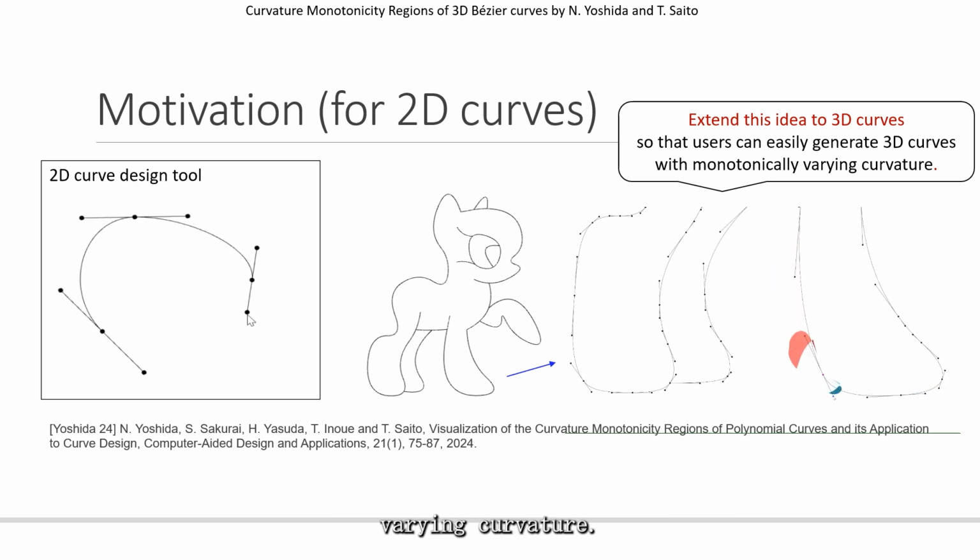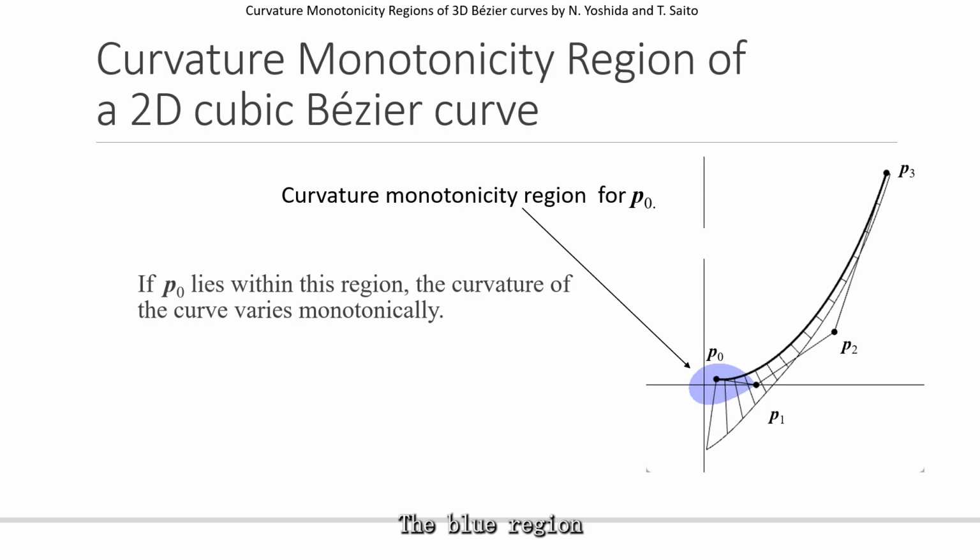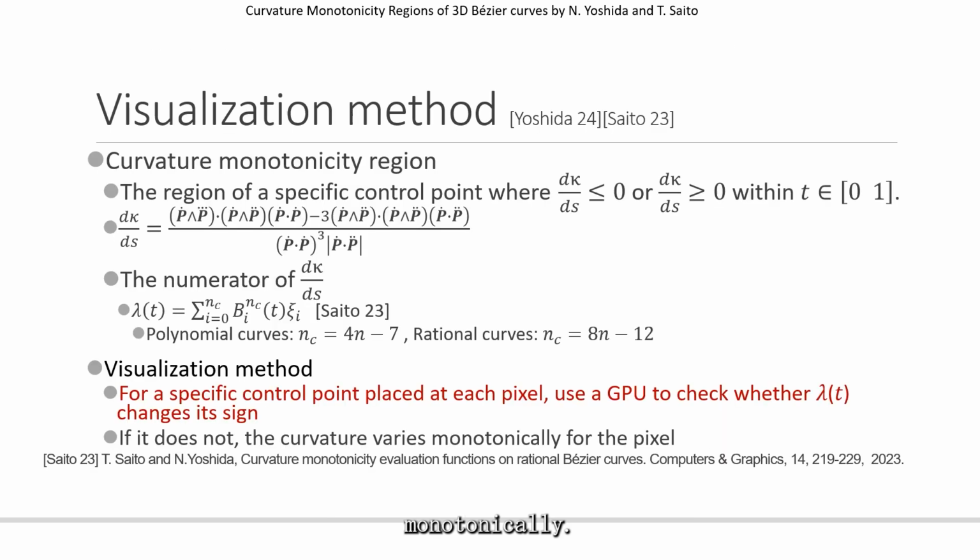The blue region in the picture represents the curvature monotonicity region of control point P0 for a 2D cubic Bézier curve. If P0 lies within this region, the curvature of the curve varies monotonically. We briefly review the visualization method for the curvature monotonicity regions.